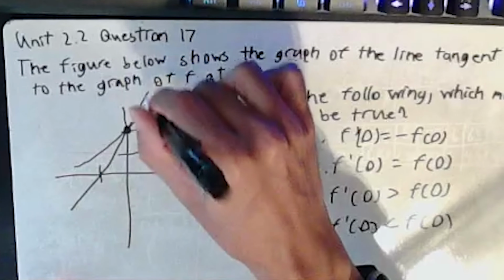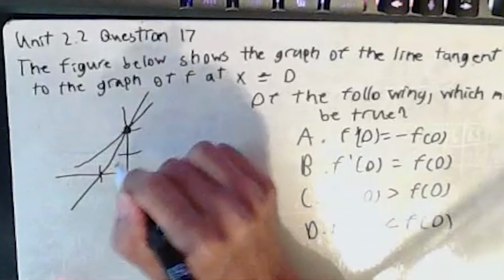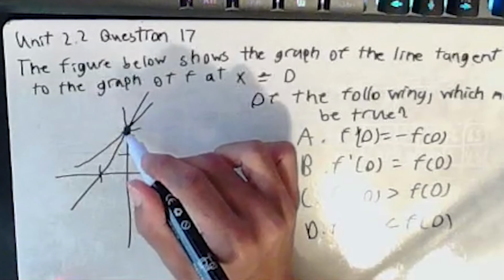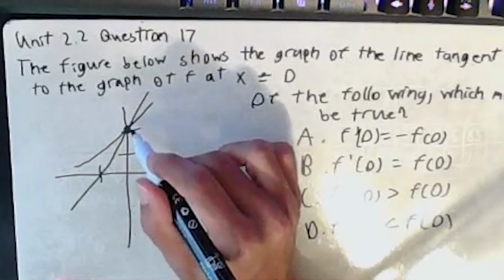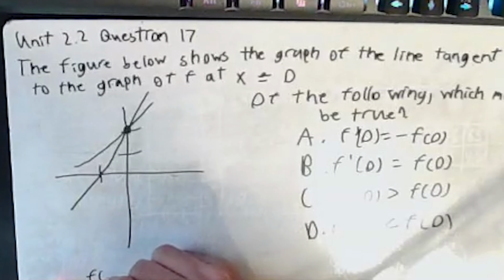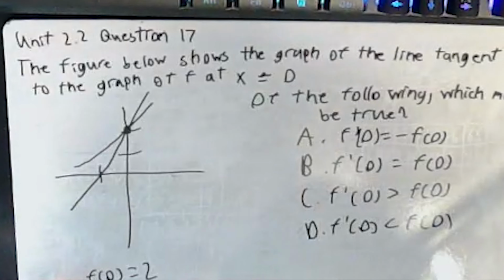The actual function could be like this, or it could be whatever, but this linear line is just showing us the tangent line at that point, which means the point at x equals 0 needs to be the same as f of 0. So that means we know that f of 0 must be 2. Alright, so we can draw that conclusion.